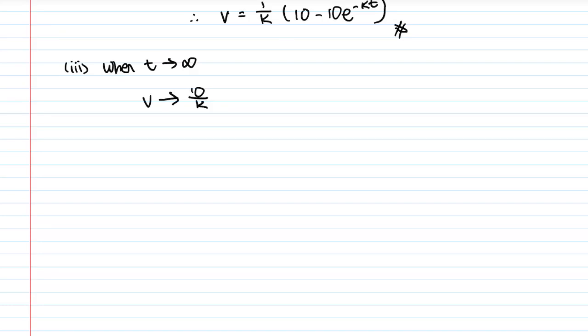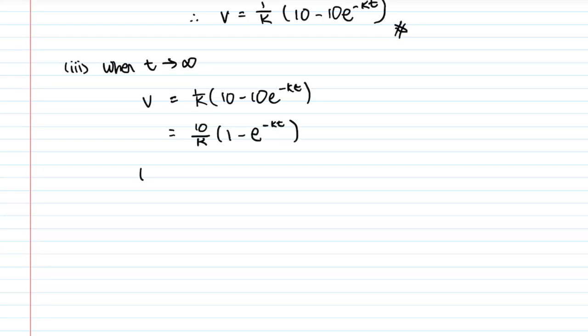This is if I take out the 10, sorry. I think a lot of you may be lost over here. Okay, let me just use the previous one over here. Okay, so v equals 1 over k, 10 minus 10 e to the power minus kt. So what I can do over here is I can actually take out the 10. I'll get 10 over k times 1 minus e to the power minus kt.